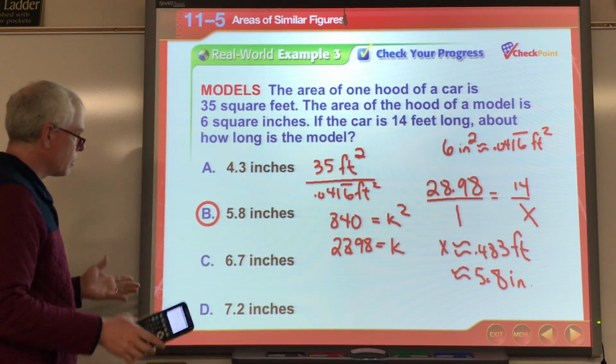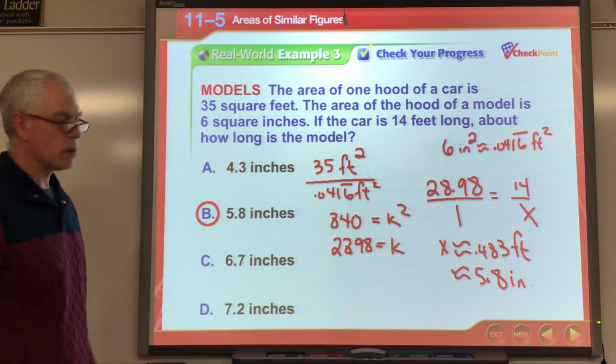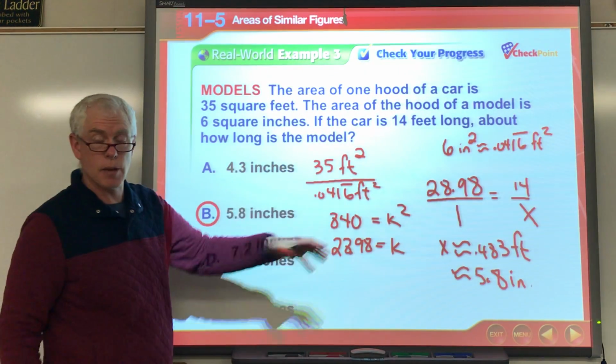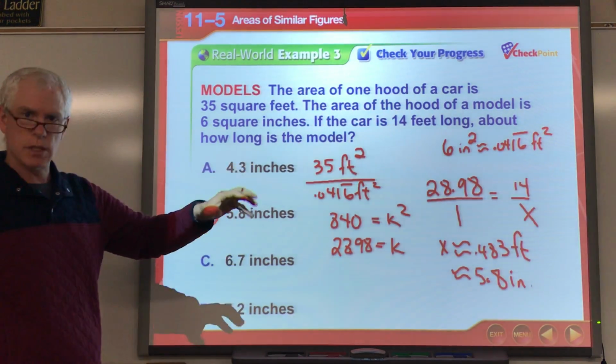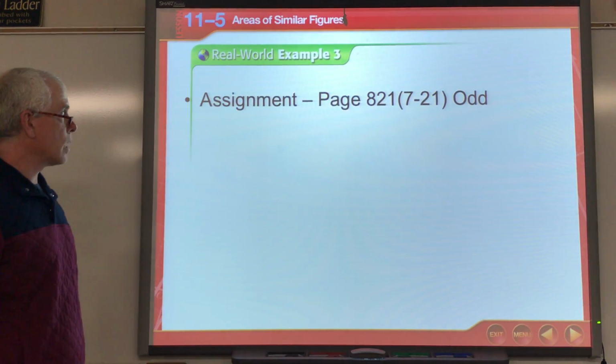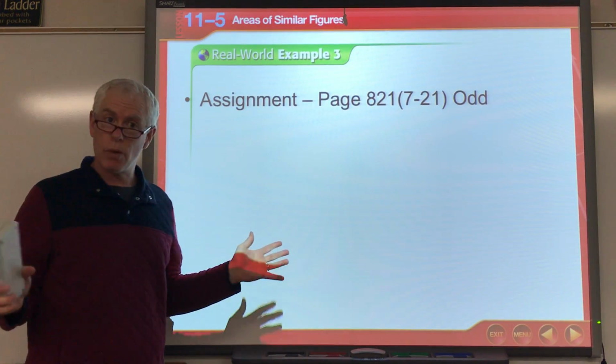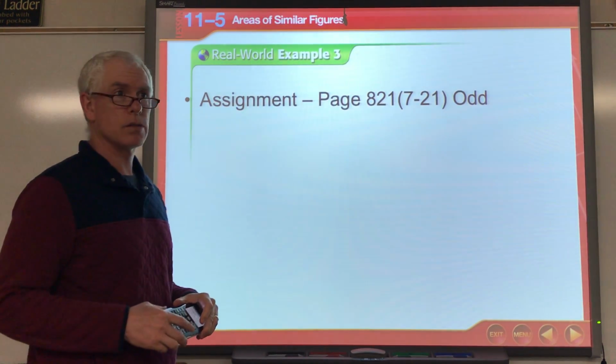Okay, so you've got to do a little bit of thinking on that one. There's a little bit of converting going on. So pay close attention to this example or the one in the book if you want to do those kinds of problems in homework. And there's your assignment, guys. Page 821, 7 to 21 odd is all. Not too long, so good luck.